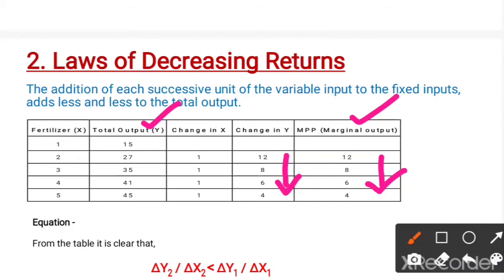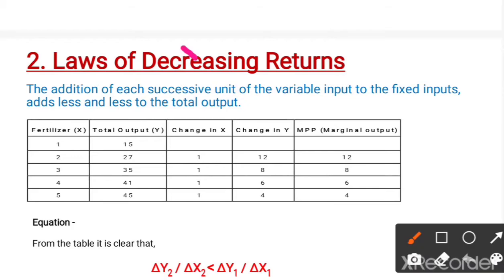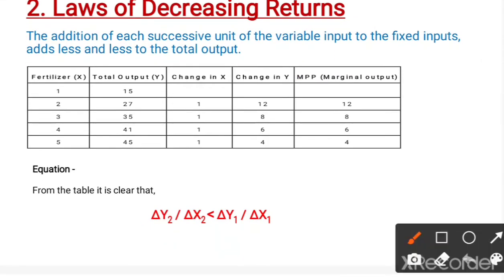In the heading only you can get it: if it is decreasing, it means your marginal product is decreasing. So what is the mathematical expression for this? It is change in y2 divided by change in x2, which is 8, is less than change in y1 divided by change in x1, that is 12. 8 is less than 12.